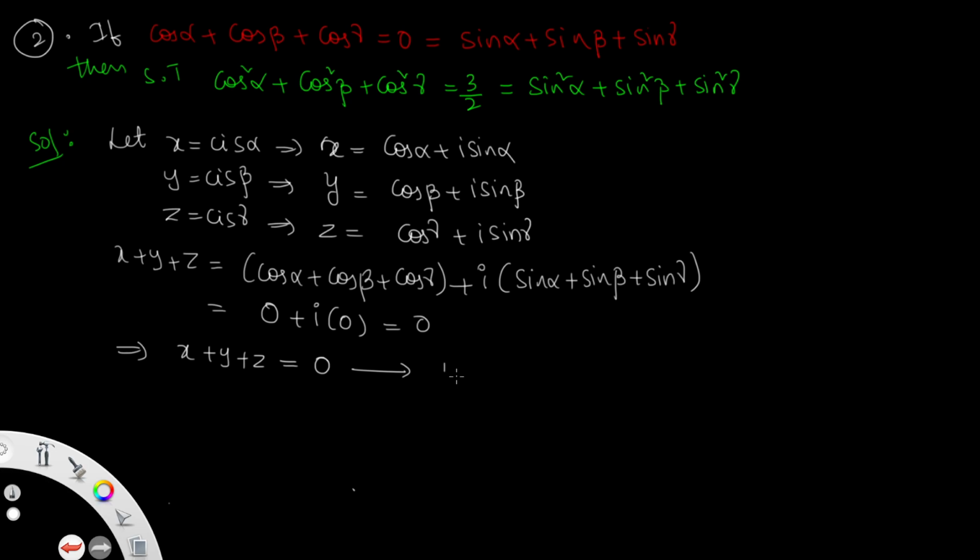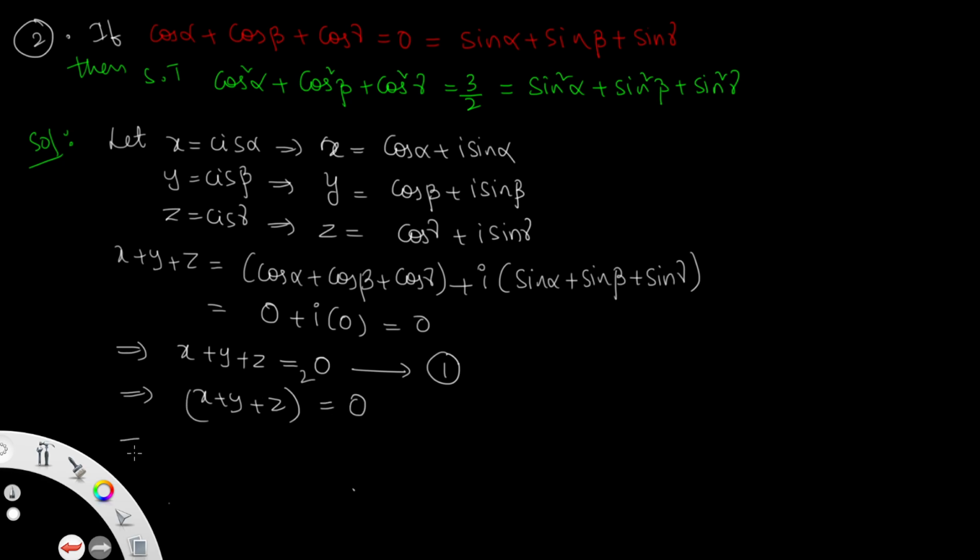So now we have to prove that cos square alpha plus cos square beta plus cos square gamma equals 3 by 2. So I am squaring on both sides, that is (x plus y plus z) whole square equal to, I am writing here, 0.